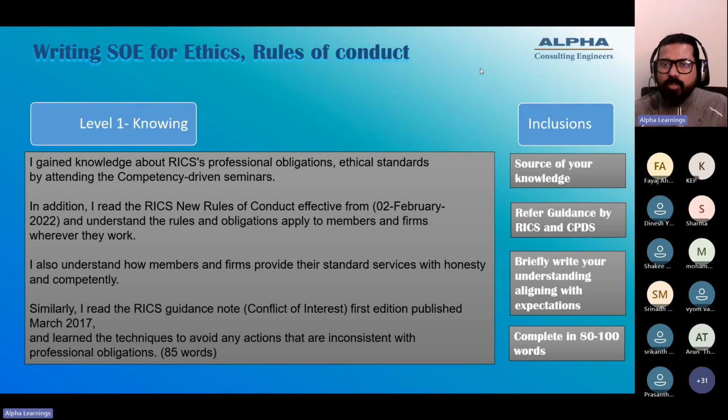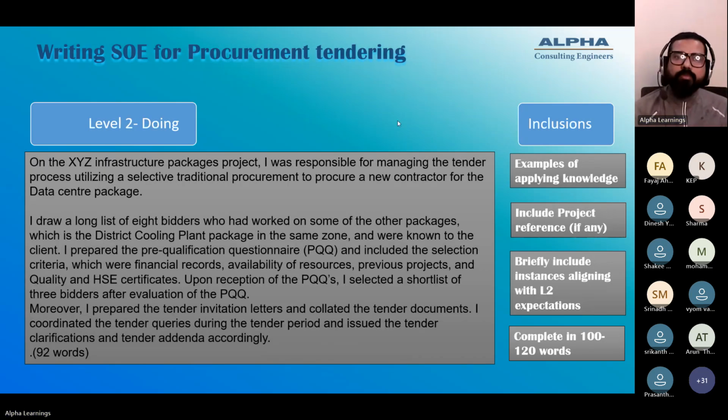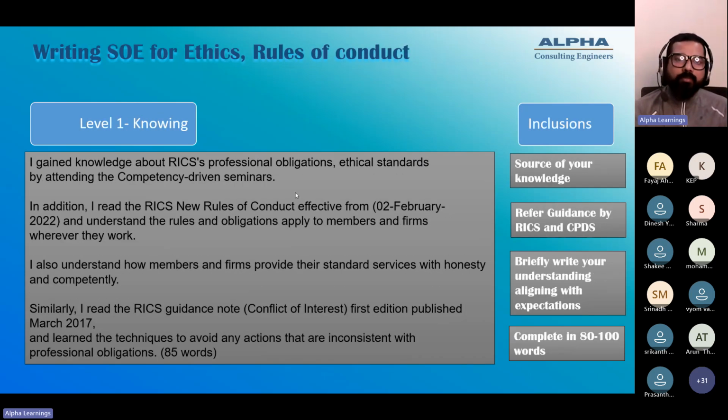What should you include there in the writing? Firstly, you have to provide where you have gained the knowledge from, the source of your knowledge. You must have attended any CPD, or you may have read some guidance notes. You have to write that I have attended so and so workshop or so and so CPD, and I have read these guidance notes. So that is the source of your knowledge.